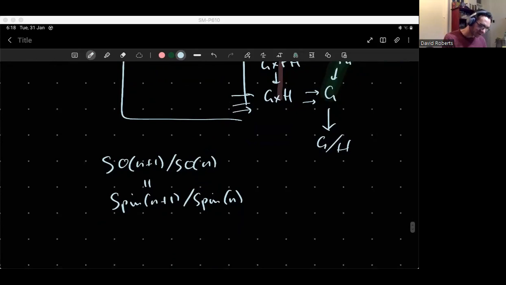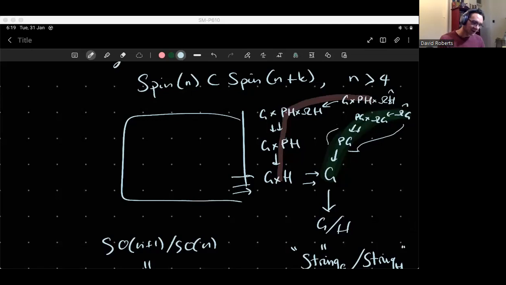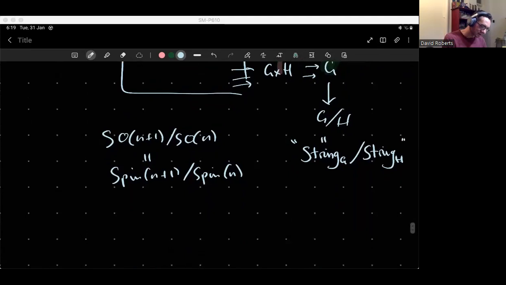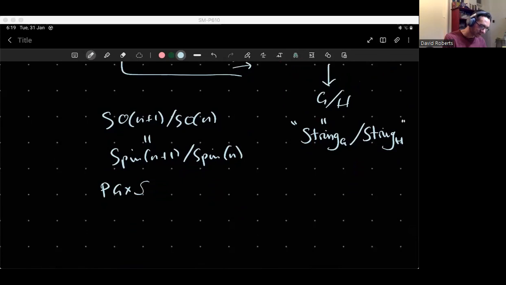So what this is doing is essentially representing G on H as string G mod string H, and maybe put some quotes on this, be a little bit careful, where string G is the underlying structure that lives up here, and string H is this other red, pinkish stuff here. And so ultimately what we get is something like PG times omega G hat packages itself up into a Lie groupoid, which maps down to G mod H.